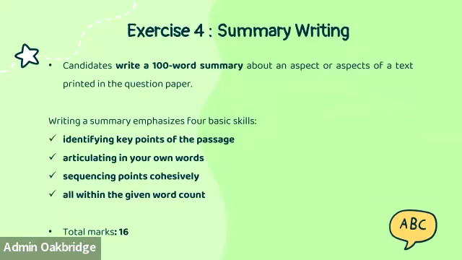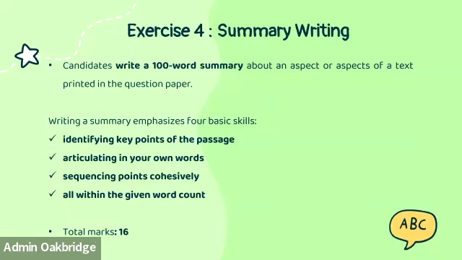So writing a summary emphasizes 4 basic skills. The first one is for you to identify key points of the passage given. This is your first skill. Second, articulating in your own words. It means that you have to paraphrase and rewrite the key points in your own choice of words. Okay, you cannot copy exactly from the passage.